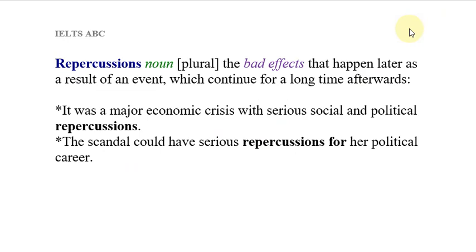Repercussions. Well, repercussion is something bad, something negative. The bad effects that happen later as a result of an event which continue for a long time afterwards. It was a major economic crisis with serious social and political repercussions. The scandal could have serious repercussions for her political career. Well, the key point here is that you use it in its plural form. Repercussions.